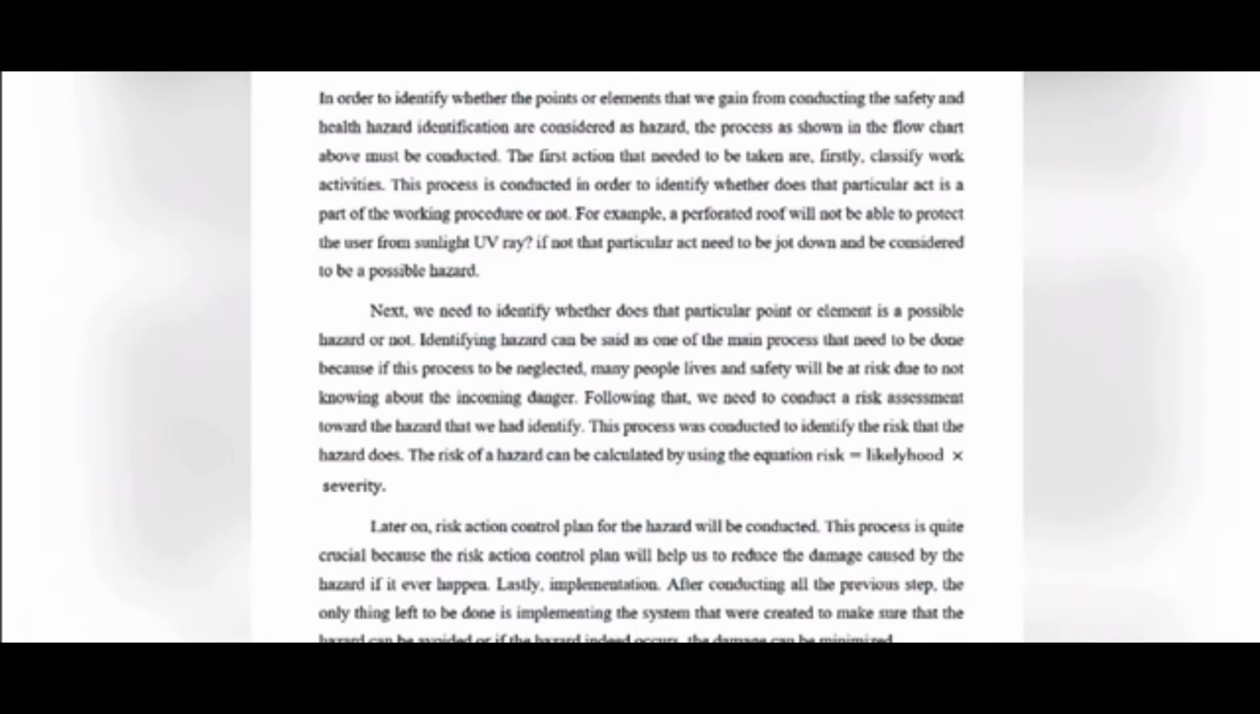In order to identify whether the points or elements that we gain from conducting the safety and health hazard identification are considered as hazards, the process as shown in the diagram above must be conducted. The first action that needs to be taken is to classify work activities. This process is conducted in order to identify whether that particular act is part of the working procedure or not. For example, will a perforated roof be able to protect the user from the sunlight's UV rays? If not, that particular act needs to be jotted down and considered as a possible hazard.